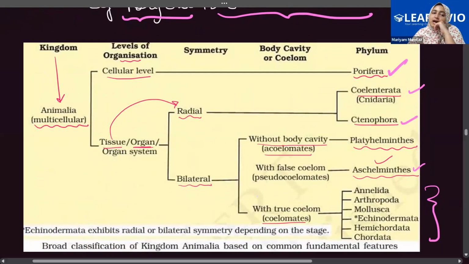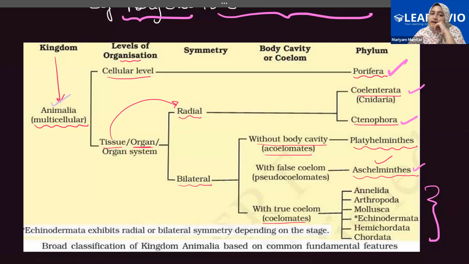Talking about Animalia, we know that all the members of kingdom Animalia are multicellular. Depending upon the levels of organization, the first and most primitive kind is the cellular level. This goes for Porifera. Porifera has a cellular level of organization. Then the higher levels of organization that can be found are the tissue, the organ, and the organ system.